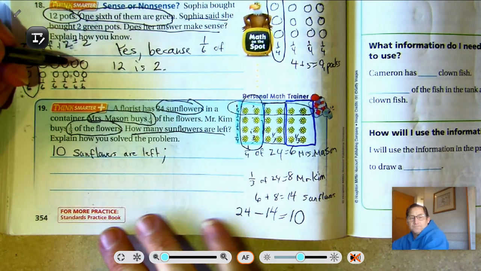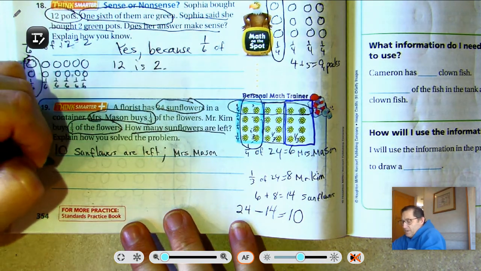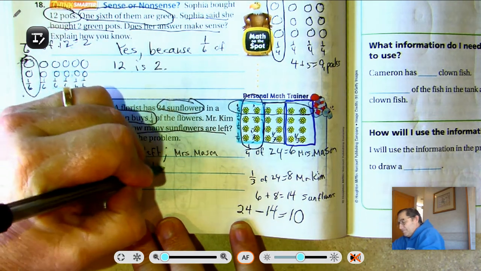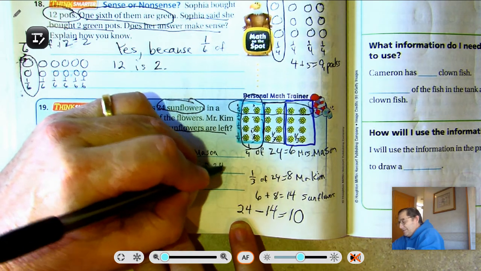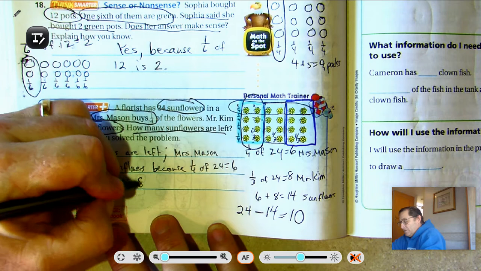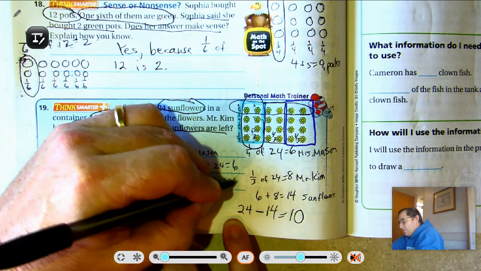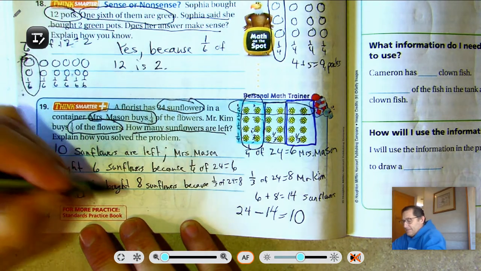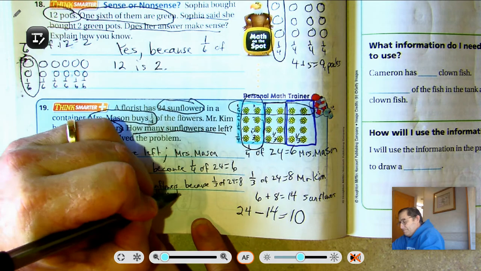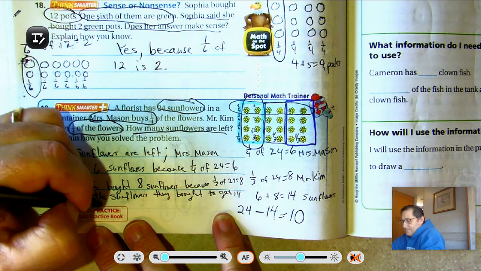Explain how you solve the problem. Mrs. Mason bought 6 sunflowers because 1/4 of 24 is 6. And Mr. Kim bought 8 sunflowers because 1/3 of 24 equals 8. I added the sunflowers they bought to get 14, and then subtracted from 24.